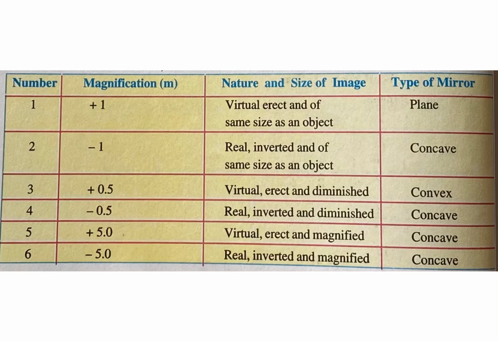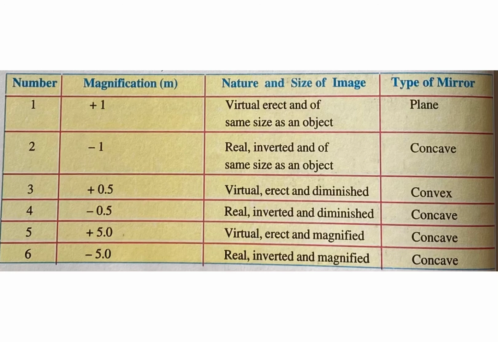Fourth case, -0.5. The minus sign represents a real and inverted image. 0.5 means smaller than 1. If magnification is smaller than 1, it is a diminished image. So the image is real, inverted and diminished, and since it is a real image, the mirror will be a concave mirror.